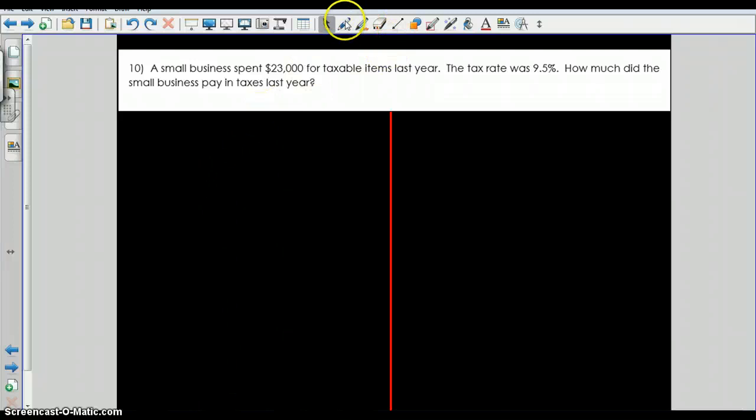So let's go over this very quickly. Let's see. You have a small business that spent $23,000 for taxable items last year. The tax rate was 9.5%. How much did they pay? So in the same way as last time, you know that what we need to do is find 9.5% of $23,000, because that's going to be their tax.